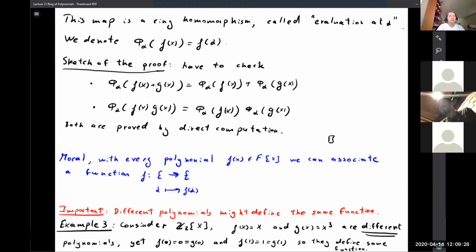So that's an important thing to keep in mind. Remember how we defined polynomials: as sequences of coefficients which become 0 starting from some point. So in light of this definition, x and x cubed are different polynomials in Z2 of x. Yet if we evaluate them on every single element of our field, we always get the same result.